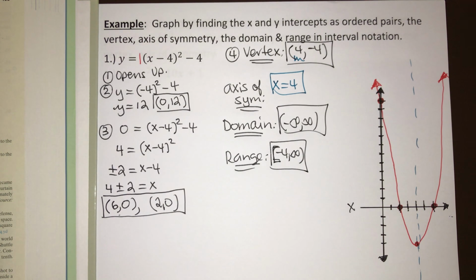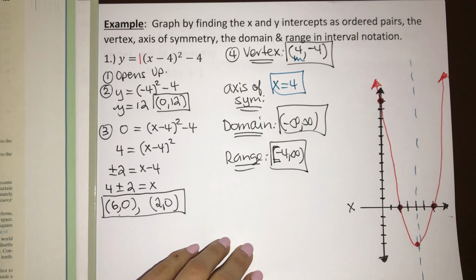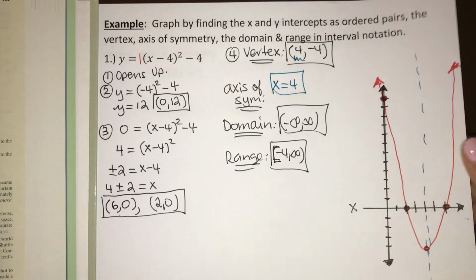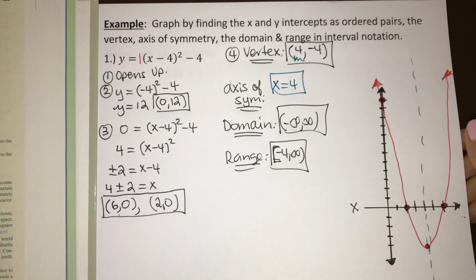And that is the first example. Let's take a look at the other examples, which we don't need to graph. You should be able to do the graph on your own. I'm just going to show you how to rewrite your equation by completing the square and then finding all of the values you need to graph.